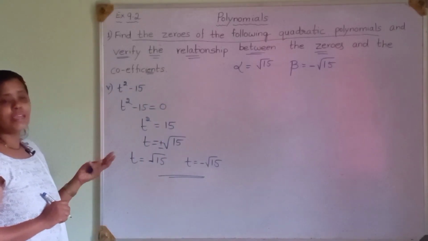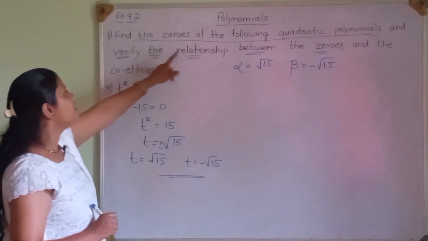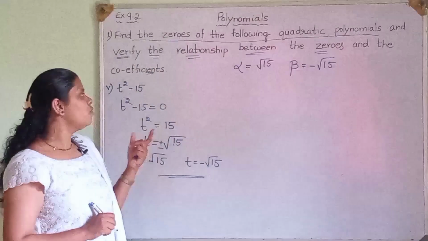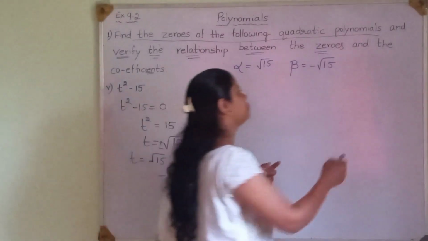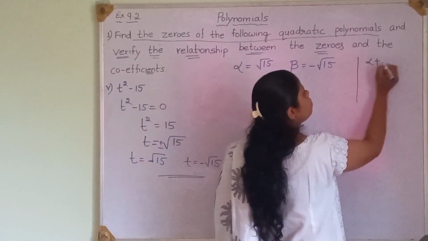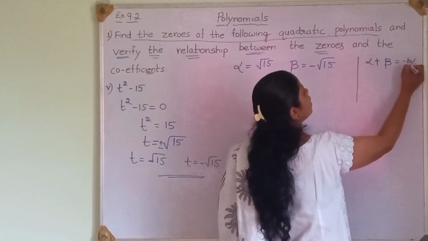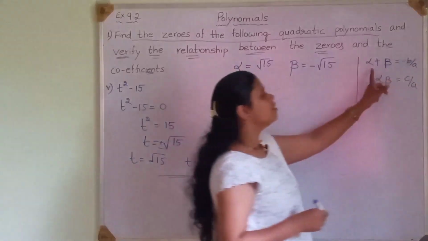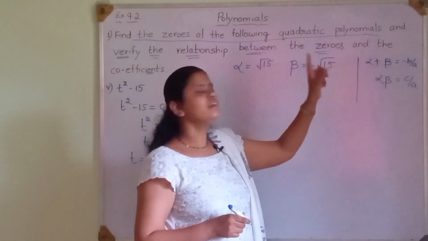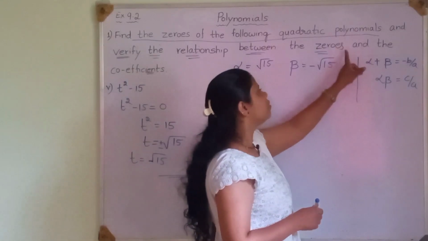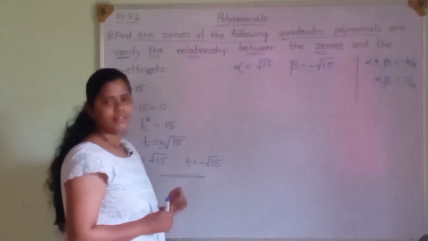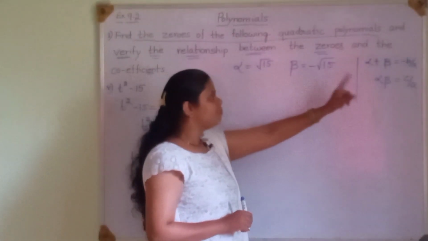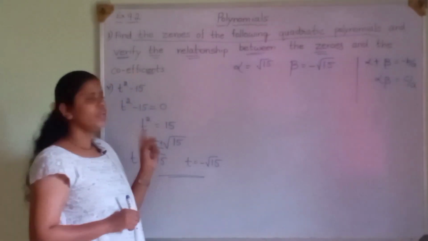Then, what is the second part of the question? Verify the relationship between the zeros and the coefficients. We already know we have two formulas: alpha + beta = -b/a, and alpha beta = c/a. These are the two formulas which say the relationship between the zeros and the coefficients. Right? Now let us verify this. Before this, let me write the values of a, b, c.